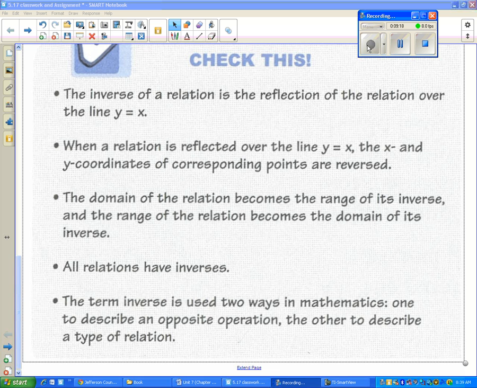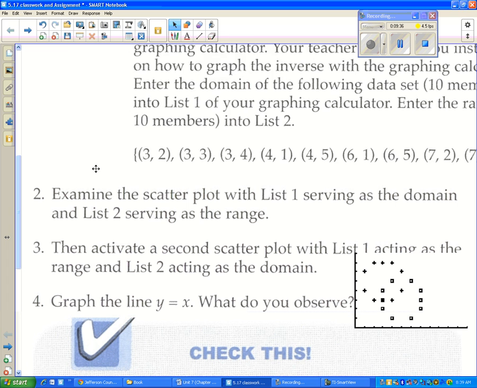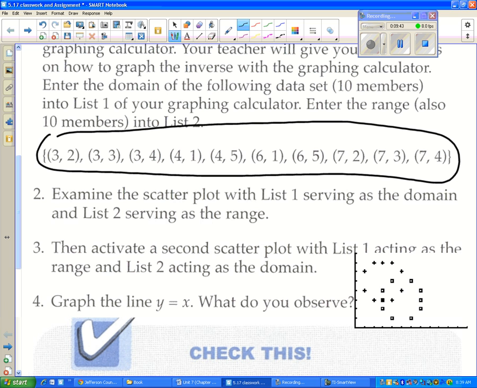To go along with this, remember, it's been a while since we talked about relations. A relation is just sets of ordered pairs. There's no rules on those ordered pairs. So when we started this section back over here, this here is a relation. This set of ordered pairs is a relation. We're not putting any type of rules on that set of numbers. It's just a set of ordered pairs. That's why we call it a relation.